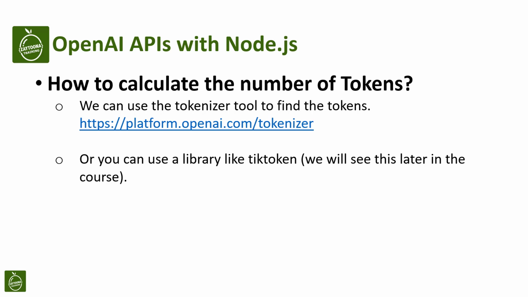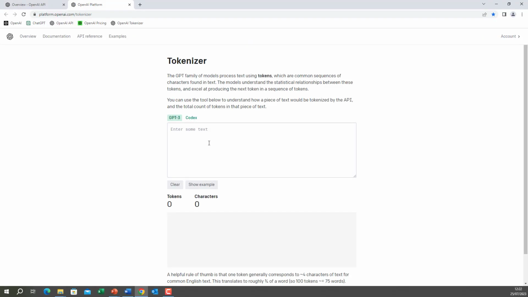So how do we calculate the number of tokens? There are multiple ways. One of them is this website provided by OpenAI. We'll look at it further. Or there are other libraries. One of them is called TikToken, which we will use later in the course. So for now, let's go to this Tokenizer app. You can see here that it allows us to enter text and to calculate the number of tokens and the number of characters.